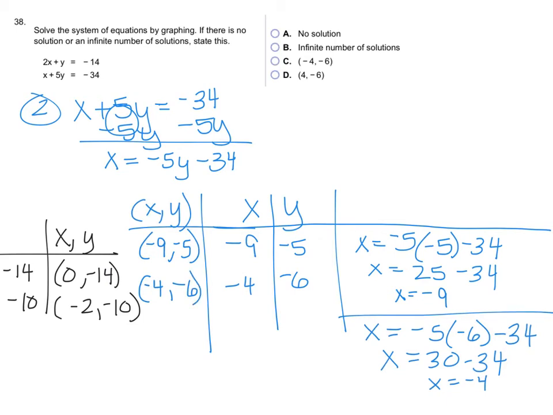Now I'm going to go to my second slide and plot the points for the first equation on the graph and make a line. Then I'll plot the points for the second equation on the graph and make a line. And then I'll identify the point at which the two lines intersect, and that will be my answer.